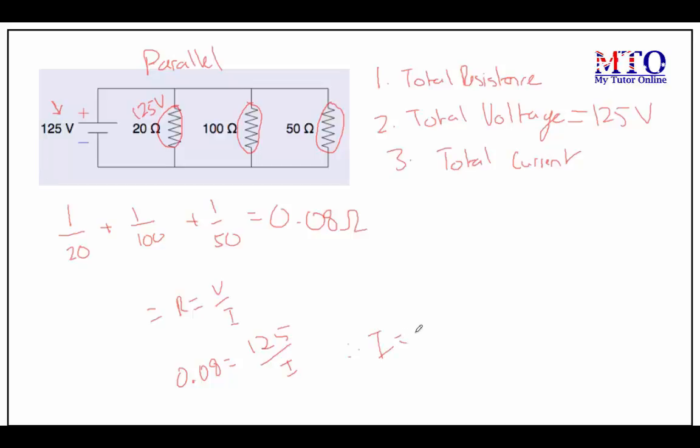let me put those values into my calculator. A very high answer of 1562.5 amps. So that's how we find these three for both a parallel and a series circuit.